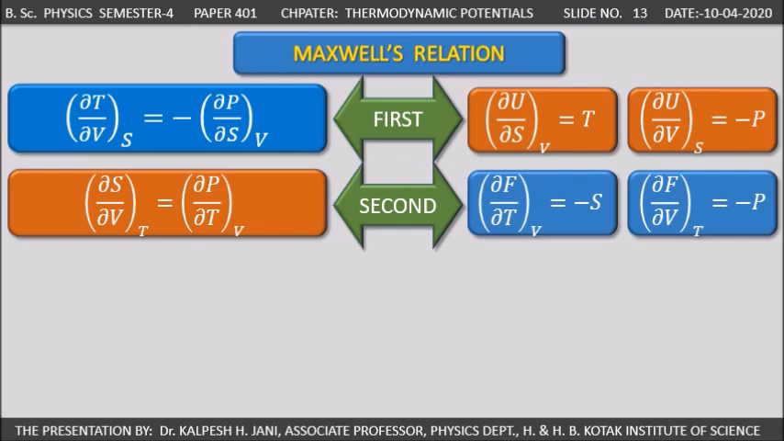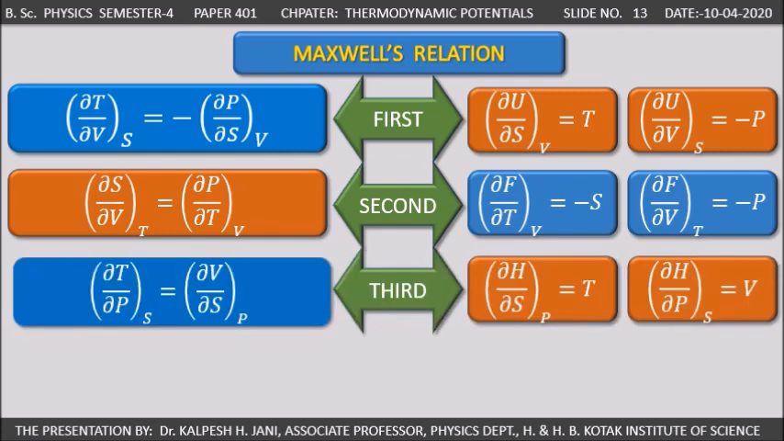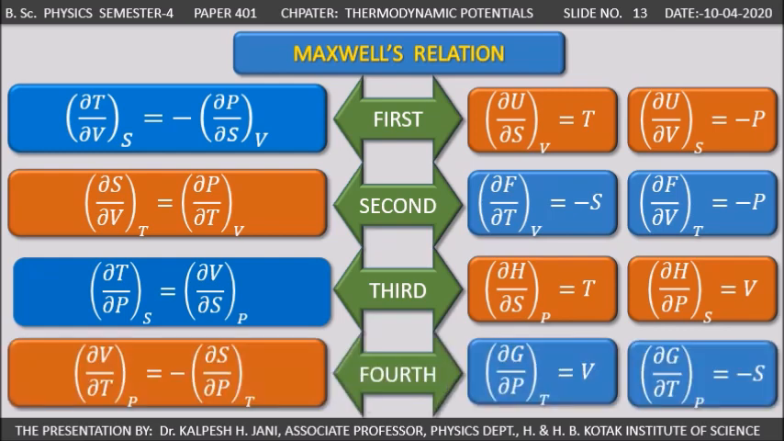From the third Maxwell relation we came to know the relation between T, P, V and S in this manner. Del T by del P at a constant entropy S is nothing but del V by del S at a constant pressure P. And on the right side we can define temperature as the derivative of enthalpy with respect to entropy at a constant pressure, and volume as the derivative of enthalpy with respect to pressure at a constant entropy. So this is the outcome of the third Maxwell relation, and the outcome of the fourth Maxwell relation can be given like this.